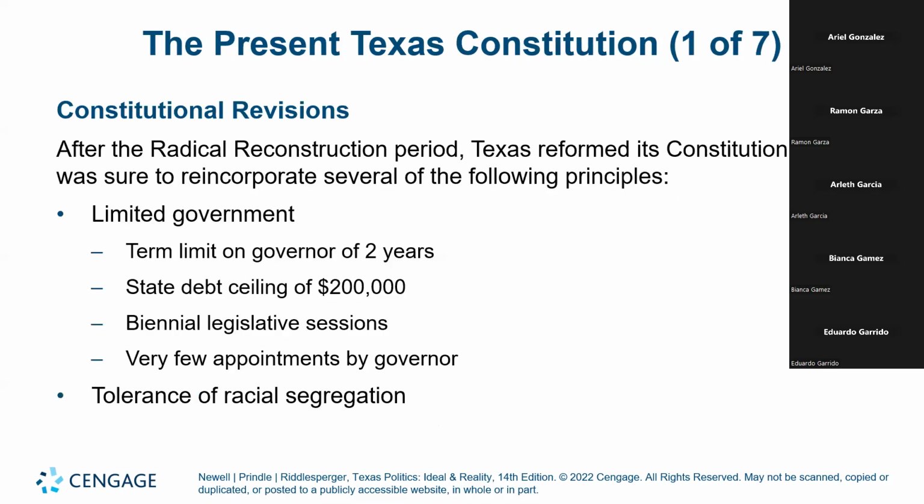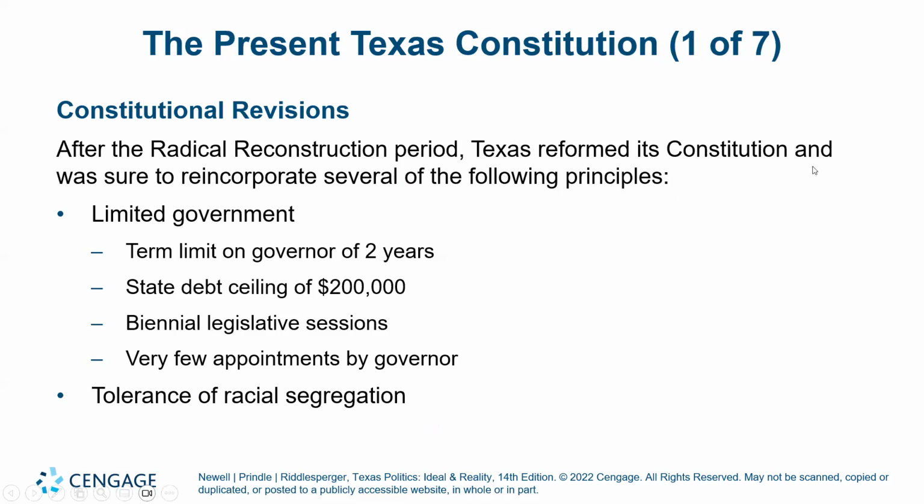Okay, so let's take a look at the present Texas Constitution. After the radical Reconstruction period, Texas reformed its constitution and was sure to reincorporate several of the following principles. So again, the major theme within our current state constitution is limiting government. So this first one, limiting the governorship to only 2-year terms.